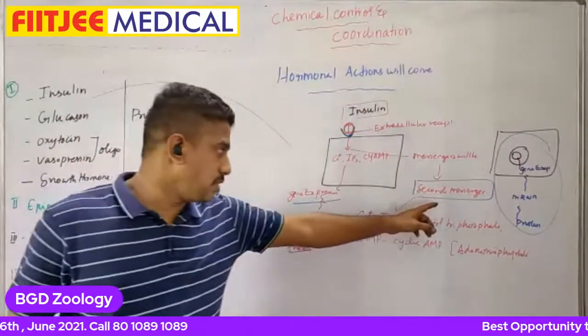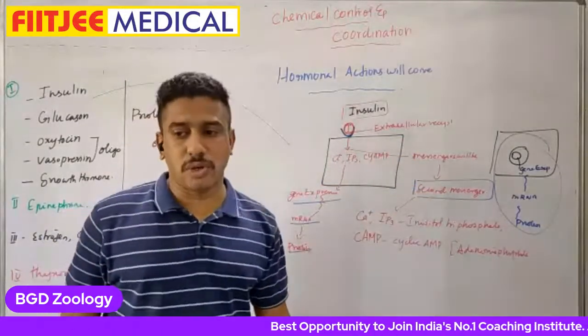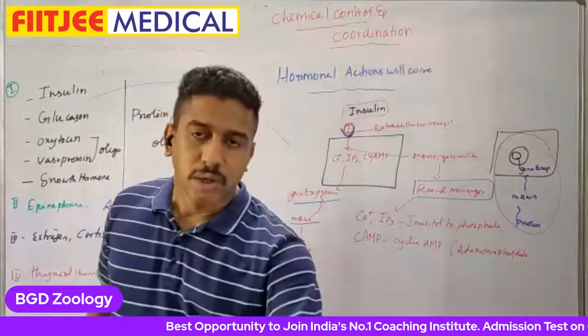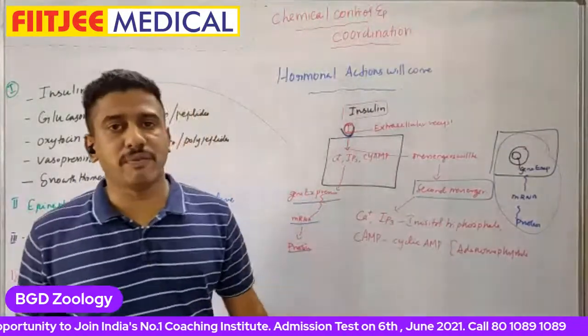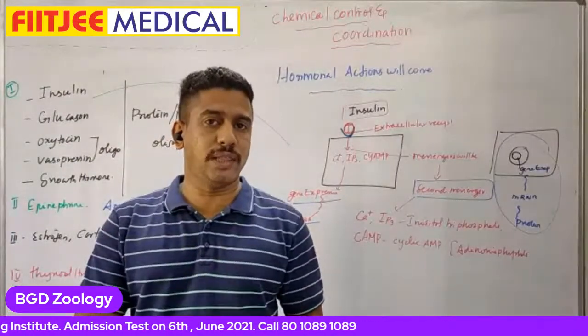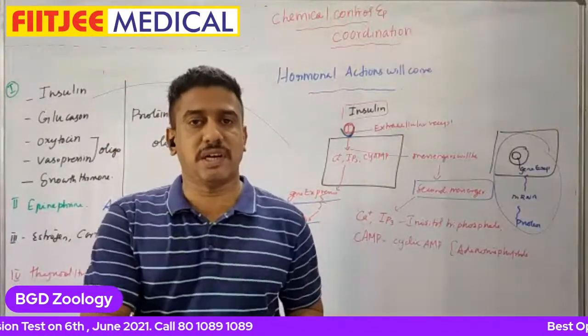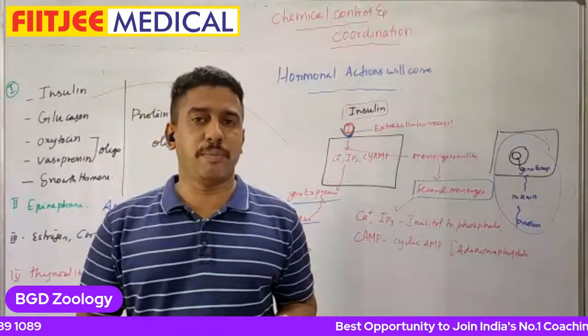So that's all regarding hormonal actions. The second messengers are a really important concept. Then extracellular and intracellular receptors. These are the things we have to learn in this chapter. But we did not discuss insulin and glucagon, as that was already discussed in the digestion chapter.